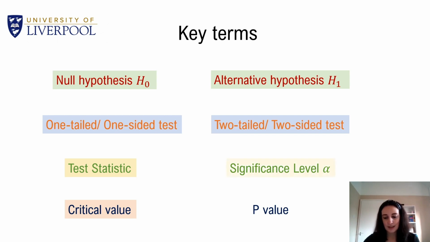Significance level. This is a threshold we use to determine whether we reject the null hypothesis. If the p-value is less than the significance level, usually denoted alpha, then we reject the null hypothesis. Most commonly, the significance level is set at 5% or 0.05. P-value. The probability of getting a value of the test statistic as extreme as we have, given that the null hypothesis is true. The smaller the p-value, the more likely we are to reject the null hypothesis, as the probability of it being true gets smaller.